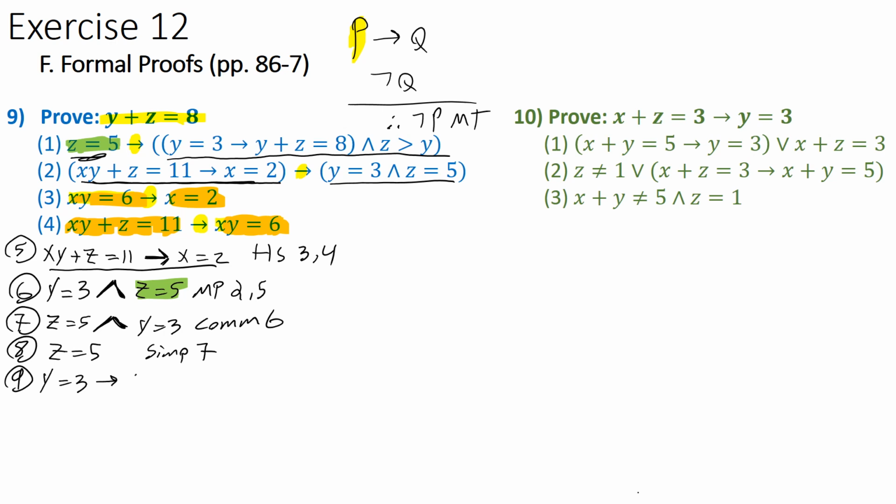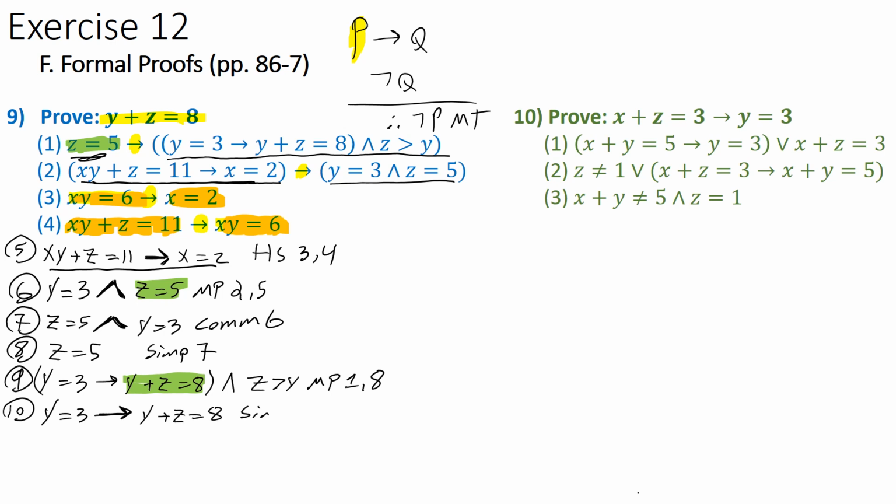So for 9, we can get y is equal to 3, arrow, y plus z is equal to 8, and z is greater than y by modus ponens with lines 1 and 8. We ultimately want to prove this statement here, so I think we should simplify because we have a conjunction on line 9. So for 10, we can get y is equal to 3 implies y plus z is equal to 8 by the simplification of 9.